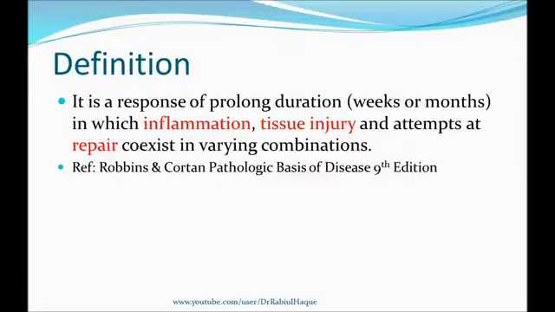And the second part of the definition is even more important because three things are happening simultaneously in chronic inflammation, although there is variation in their combination. So what are the three things that coexist during chronic inflammation? You can see that I have also marked them in red color in the text. They are inflammation, tissue injury, and also attempts at repair. So all these three things, inflammation, tissue destruction and necrosis, and attempts at repair, are happening simultaneously during chronic inflammation. So now that we have defined chronic inflammation, we will move on to the next topic and discuss the common causes of chronic inflammation.